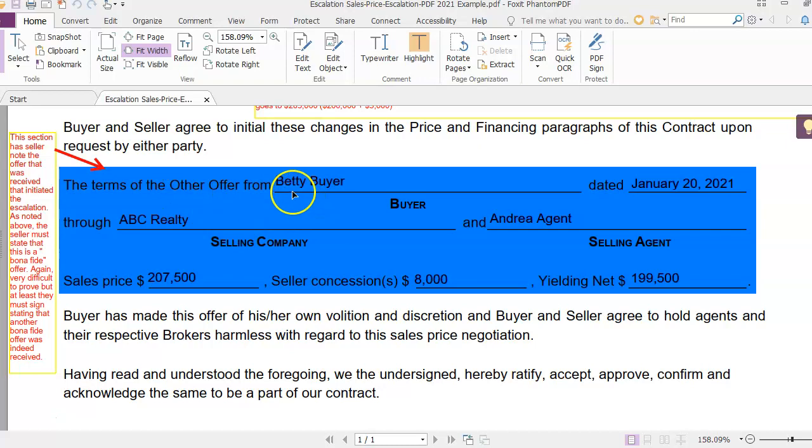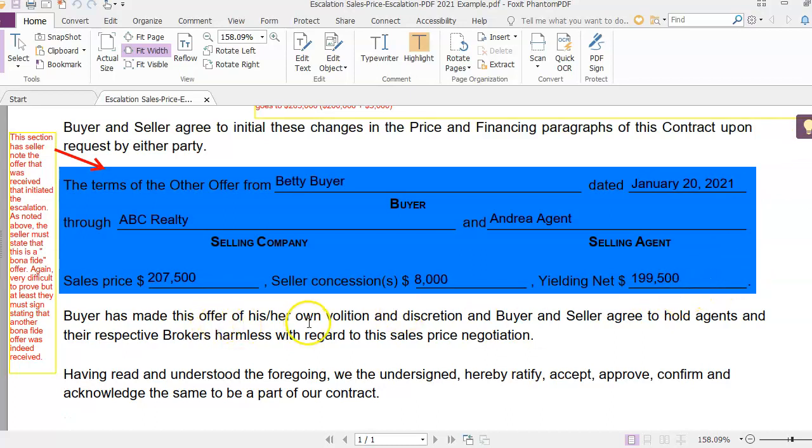Okay, so this is where the seller would fill in the terms of the other offer that forced the escalation. So another buyer, Betty Buyer, dated January 20th, 21, through ABC Realty, and Andrea Agent, the selling agent, the sale price was $207,500. That was their offer. Their seller concessions, though, were $8,000, yielding a net of $199,500. And so that was their maximum. But you up here said, okay, I'm willing to go to a maximum net of $200,000. That's why we won the deal.